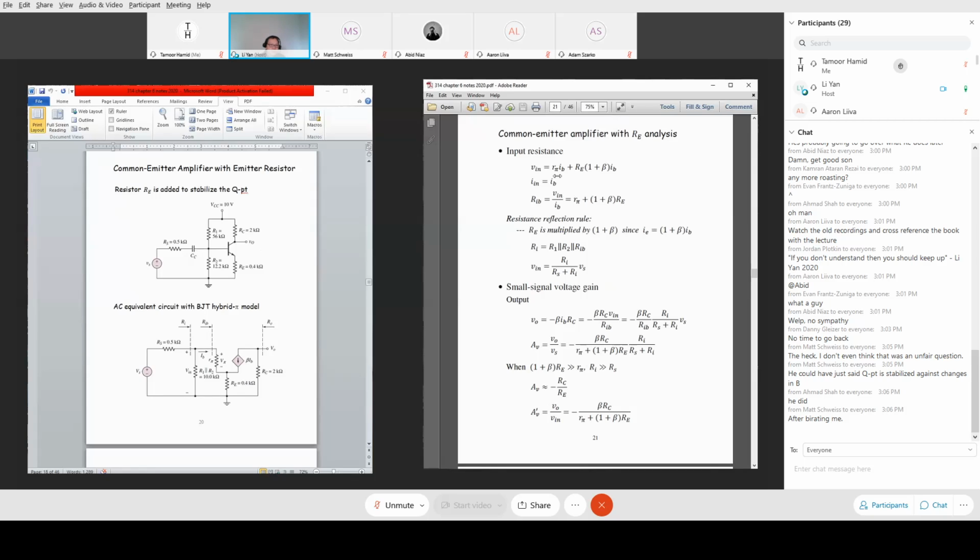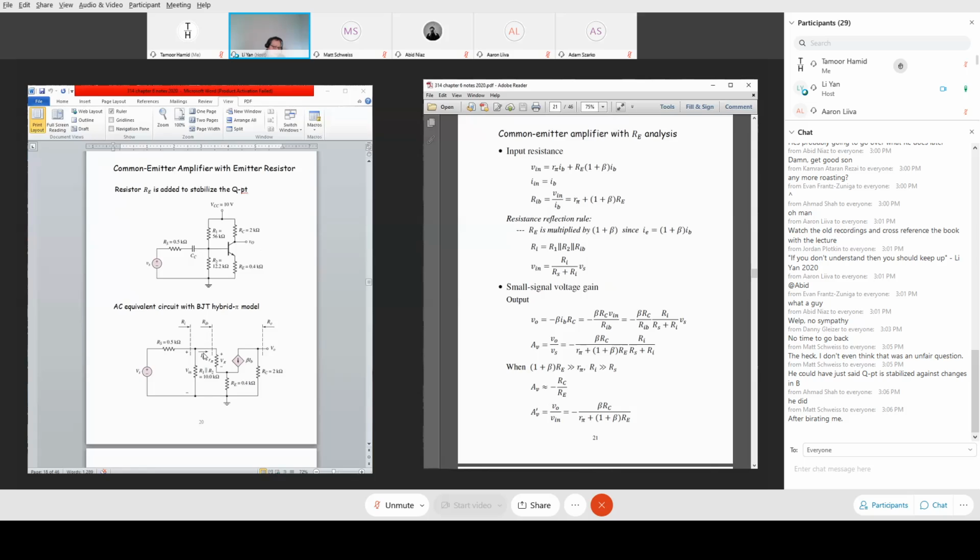And the equivalent resistance definition is the voltage drop between this point and this point divided by the input current. So it's R_IB equals V_in divided by IB. That's the definition of this equivalent resistance R_IB. And there are two quantities, V_in and IB. So what's V_in? V_in is the voltage labeled here, the same voltage from this location to that location.